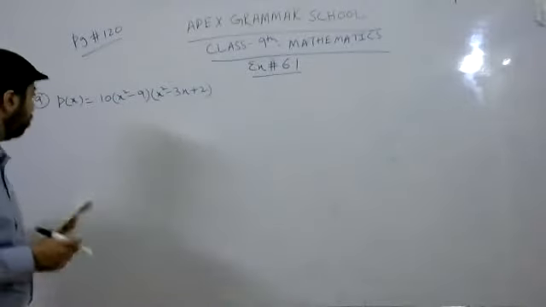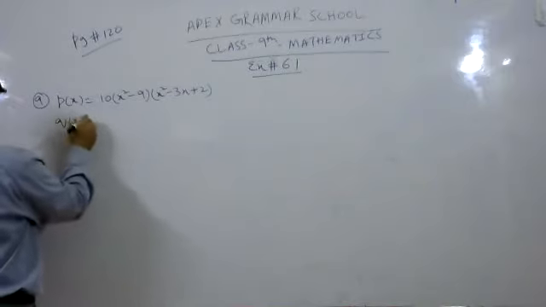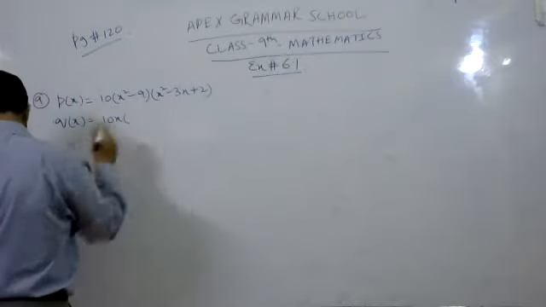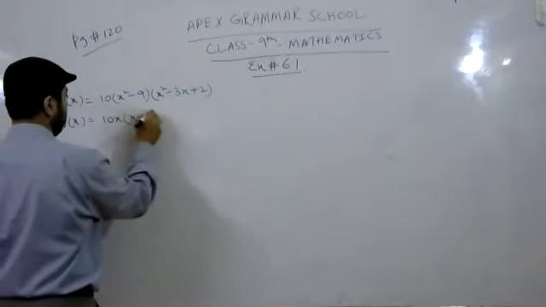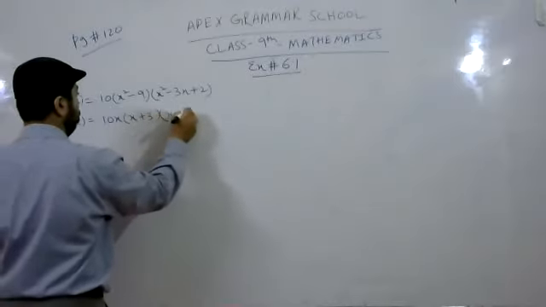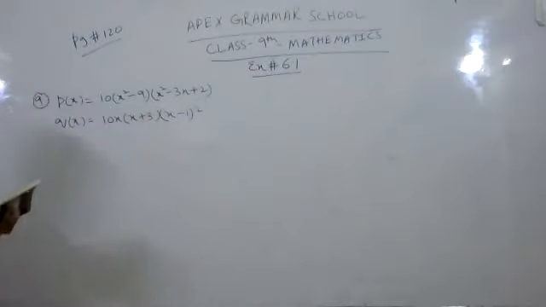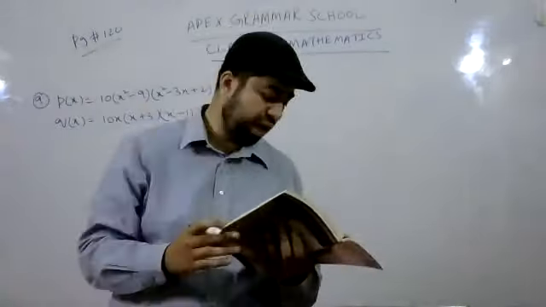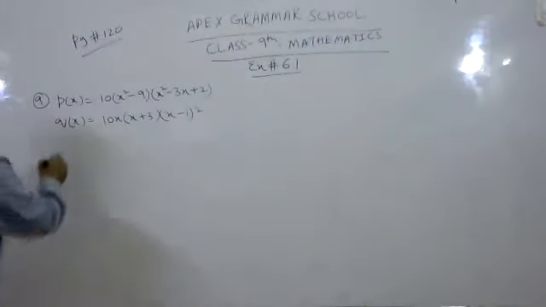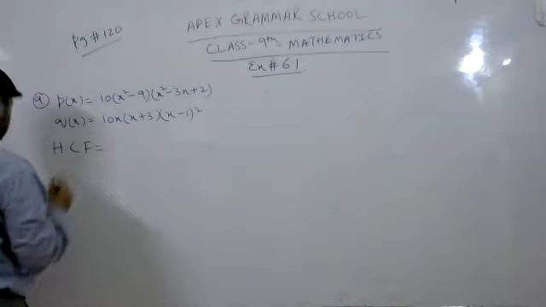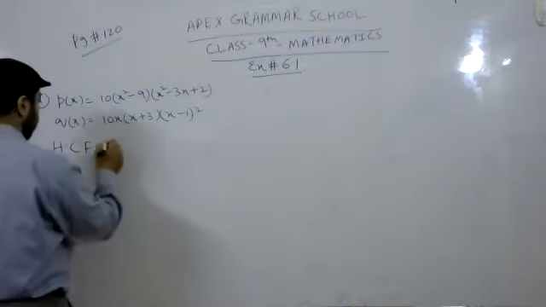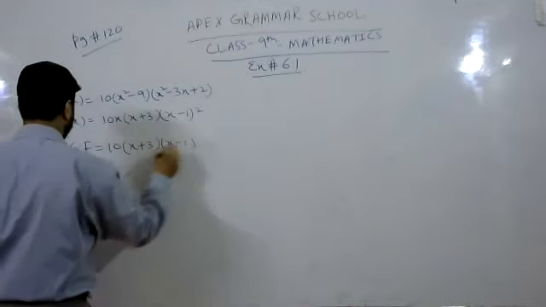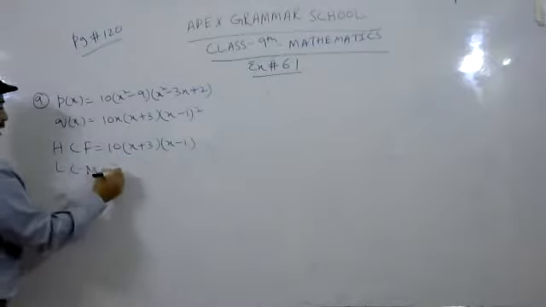And after that, for q of x, that is 10x into x plus 3 and then x minus 1 whole square. This was q of x. And after that, the HCF of p of x and q of x is given, that is 10 into x plus 3 and x minus 1. We need to find the LCM.